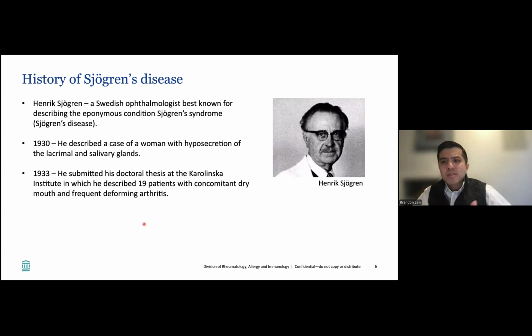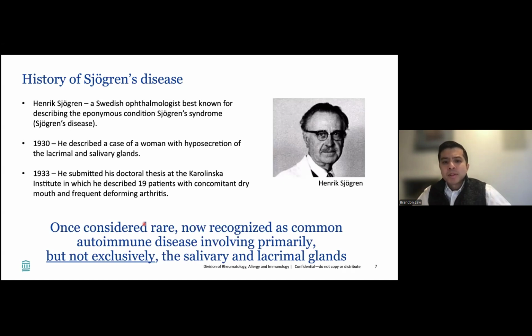But as time went on, it's now known to be a lot more common in terms of rheumatologic diseases that people are diagnosed with. And now that it's described more readily, we now know that although it primarily is described as an autoimmune disease of the salivary and lacrimal glands, the glands that make saliva and tears, it doesn't exclusively live there. It could also involve other parts of the body, which is what creates a lot of sort of mystery and challenges of the disease itself.